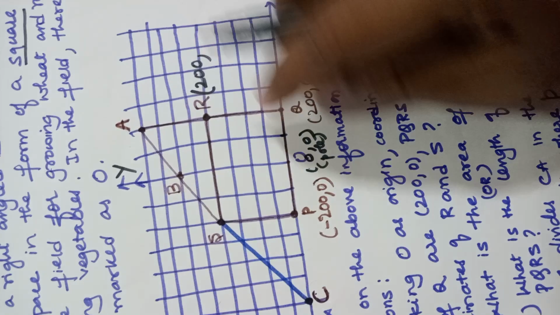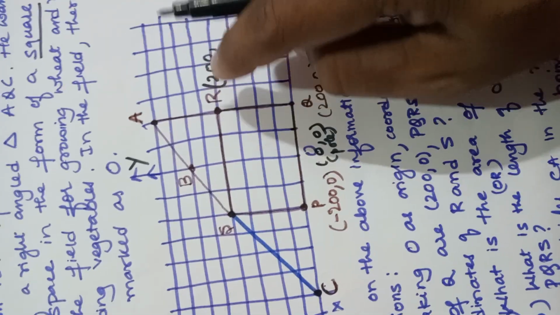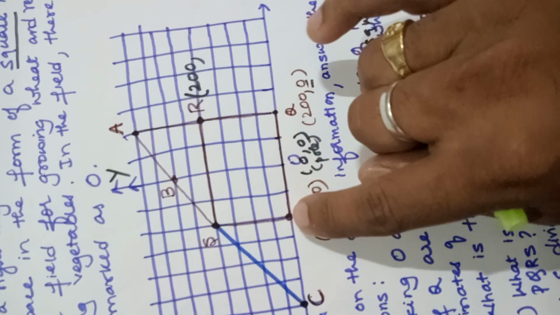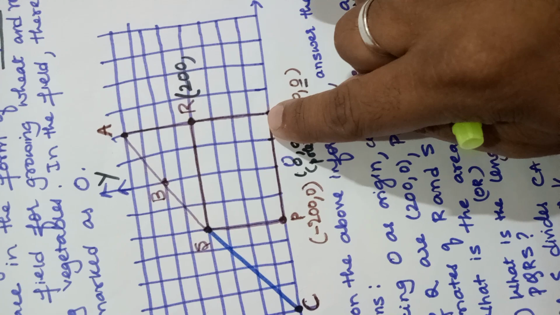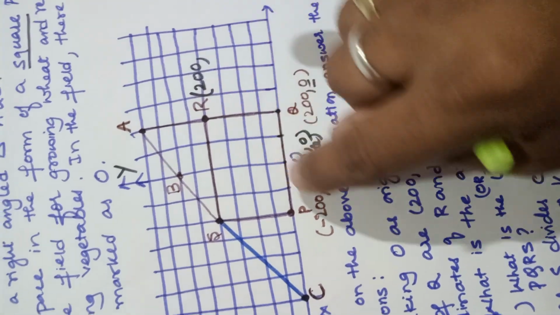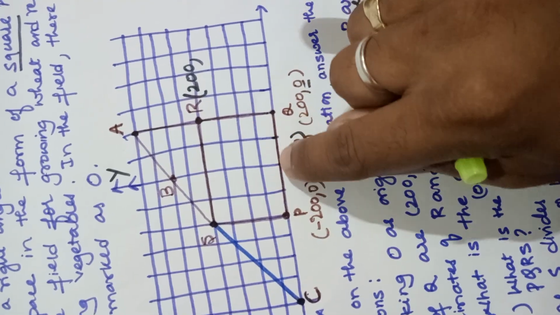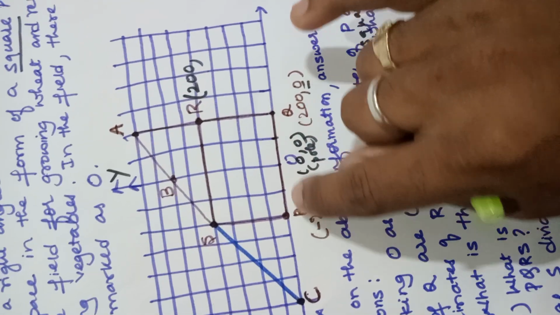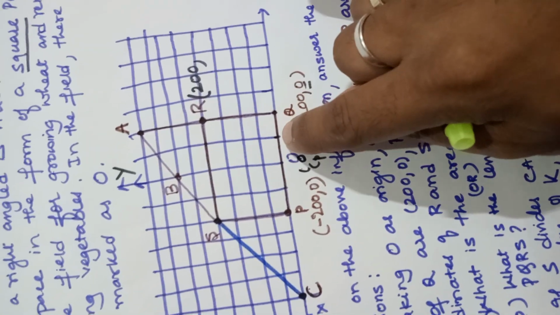PQRS is a square, so PQ should be equal to QR. All the sides of a square are equal. So if PQ is equal to QR, and PQ is divided into 4 parts, and QR is also, you can see, divided into 4 parts, then the value of each part should be equal, and we already know the value of each unit along the x-axis is equal to 100 units.